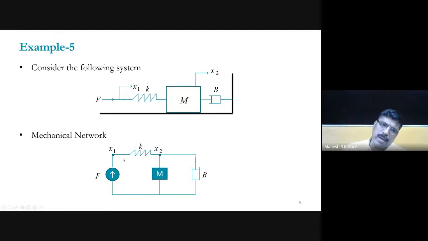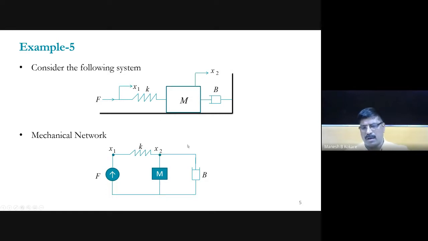Similarly, one end of this force is always connected to the ground and another to the nearest displacement point. So this force is connected between x1 and the ground. And then the mass element, as I said, one end of this mass element is always connected to the nearest displacement point x2, and another is connected to the ground. Similarly, for this dashpot element, one end is connected to the ground and another end to the nearest displacement point, that is x2. So this is the nodal diagram of the given problem.